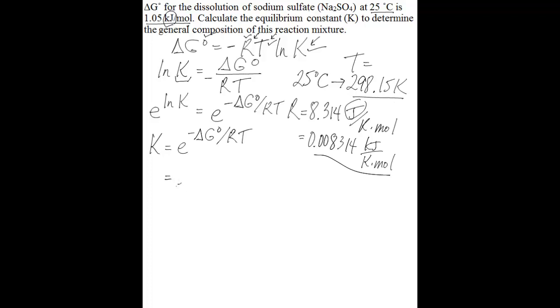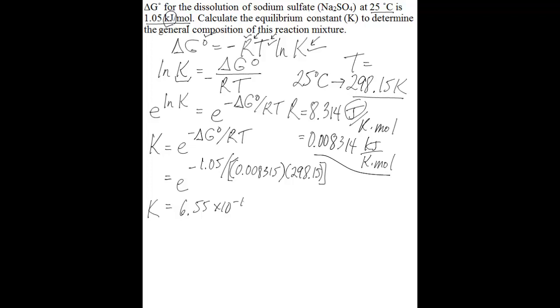So you can say K is equal to e to the negative 1.05, and that's in kilojoules per mole, and you're going to divide that by 0.008314, which is your ideal gas constant in kilojoules per kelvin mole, multiplied by the temperature in kelvins, which is 298.15. So if you do the math here, what you're going to end up with is a K value of 6.55 times 10 to the negative 1.